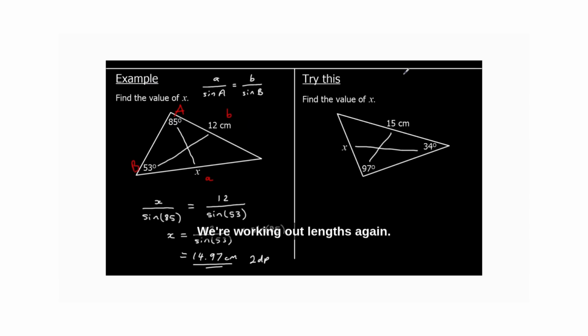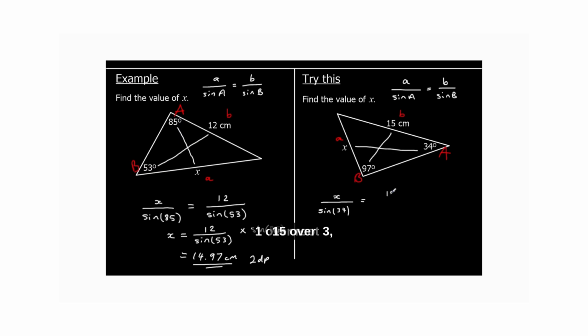We're working out lengths again. So we're using the sine rule for lengths, which is a over sine A equals b over sine B. So if we have x as little a, that means 34 is big A. If we have 15 as little b, that means 97 is big B. So substituting in, little a is x, so x over sine 34 equals 15 over 15's opposite, which is 97, so it'll be sine 97.